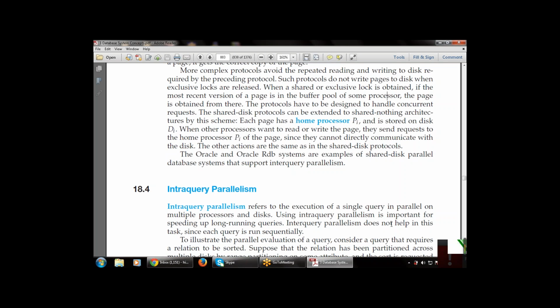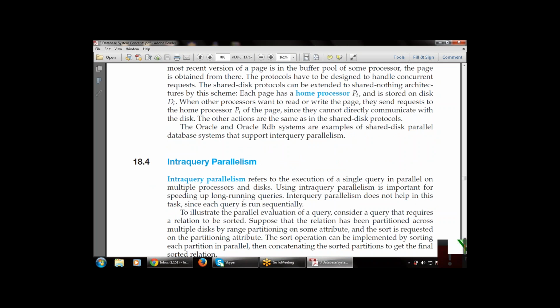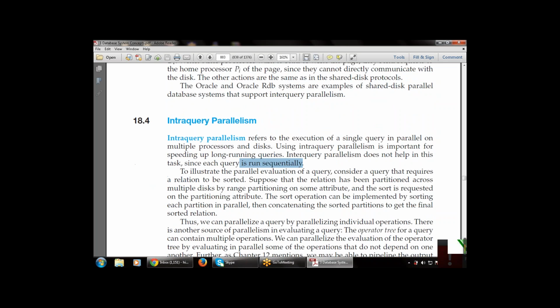Using intra-query parallelism is important for speeding up long running queries. Whenever a query is long running, meaning more time is required in query processing, it is very suitable for intra-query parallelism. It does not help in speeding up the tasks, since each query is run sequentially.